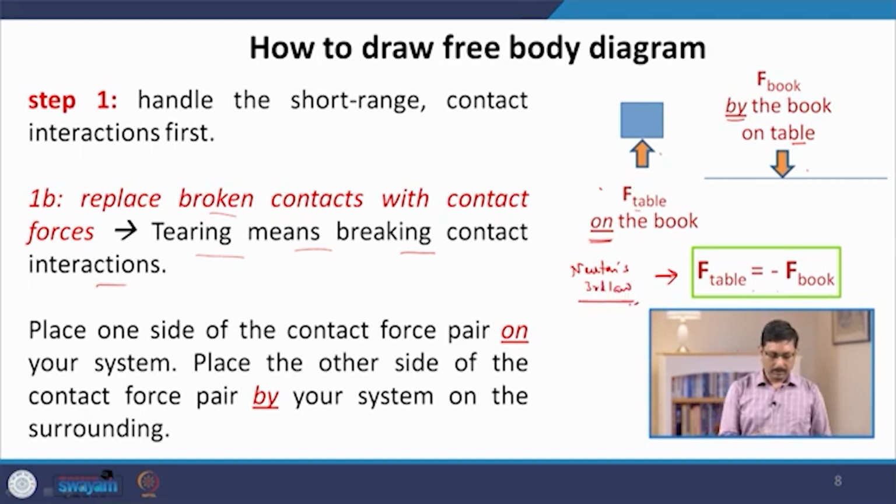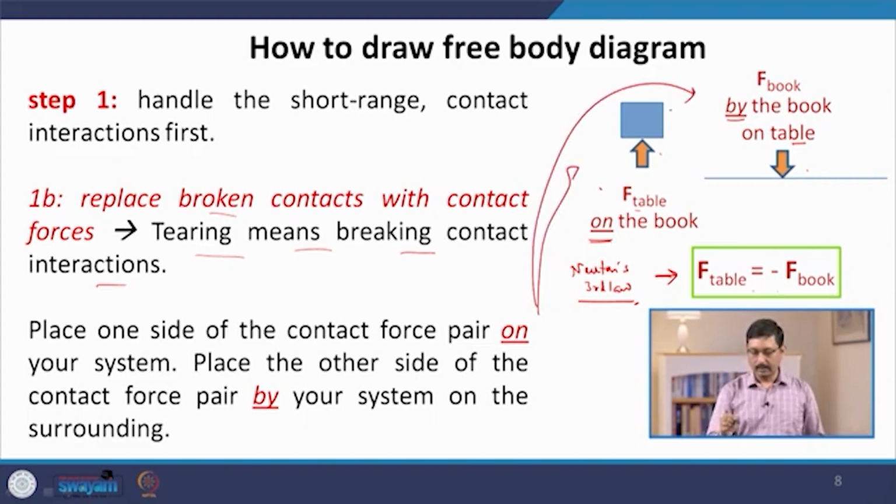So, now you place one side of this contact force pair on your system, as I indicate here, and place the other side of the contact force pair by the system on your surrounding. This is shown in these two diagrams. Note one thing, that the tip of the arrow touches the object. This is to indicate that this is a contact force. Similarly, here the tip of the arrow touches the table to indicate that this is a contact force.